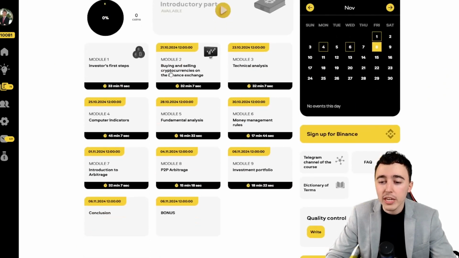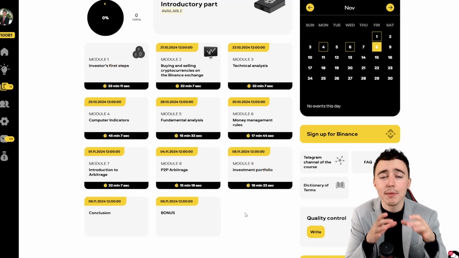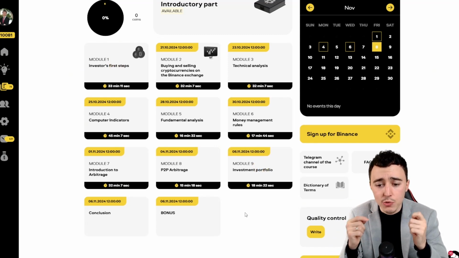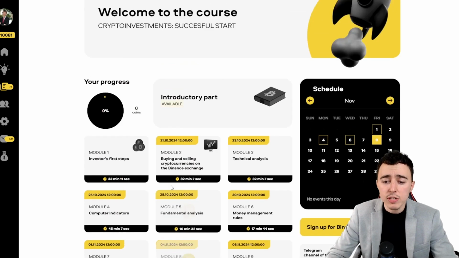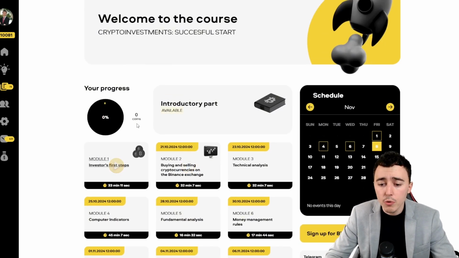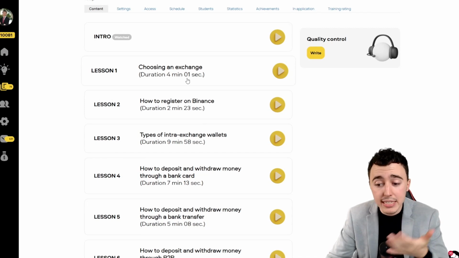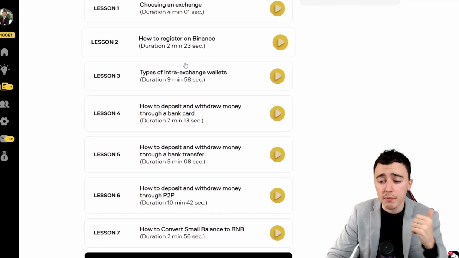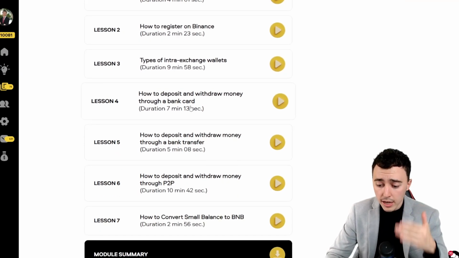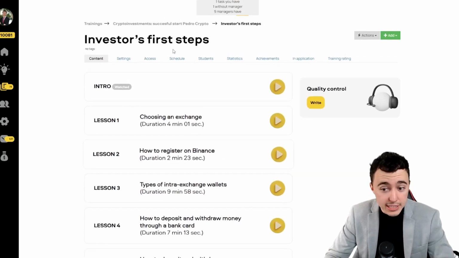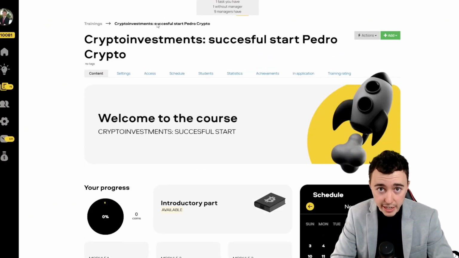In the course, we have 9 modules that go from the investor first steps all the way to the investment portfolio. We go step by step and we teach you everything. Now, in this course, we start with investor first steps, where you are going to learn how to choose an exchange, the place where you can buy and sell cryptocurrencies, how to register on one of them, how to use the wallets, how to deposit, how to withdraw your profits, and everything that you may need.